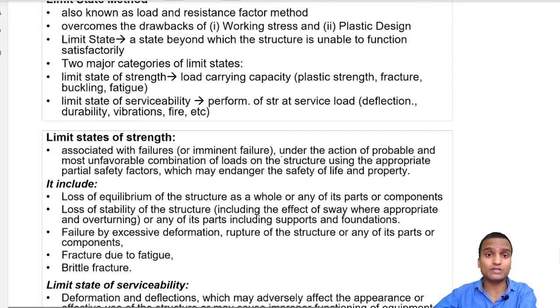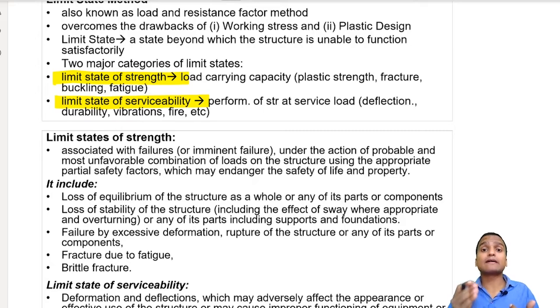I hope you must have studied these two types in RCC1. Now limit state of strength checks for different load carrying capacity like bending, torsion, shear, compression. Okay, these four different types of loading are considered in the limit state of strength, and limit state of serviceability lays down those limitations or conditions which have to be satisfied for the service load, not the ultimate load, like deflection criteria, vibrations, fire resistance, cracks, etc. are considered in limit state of serviceability.